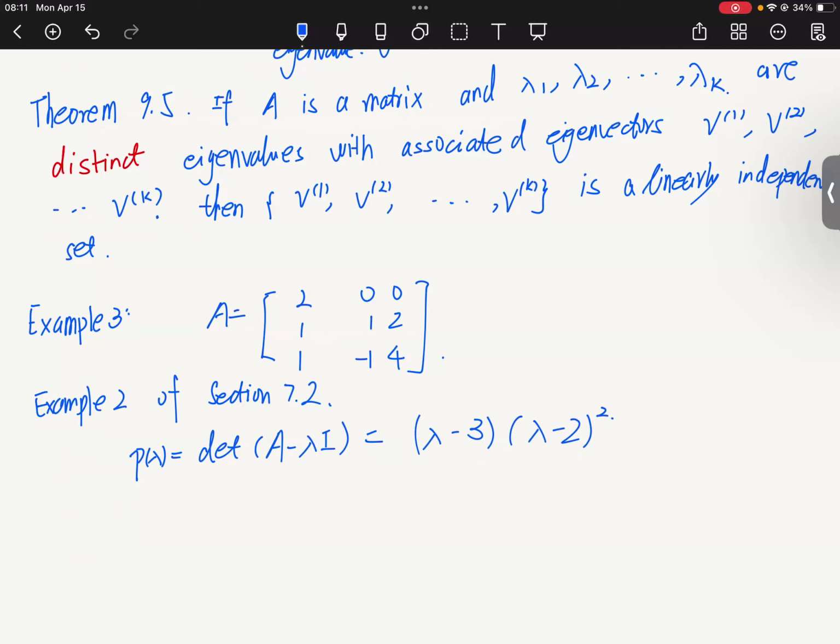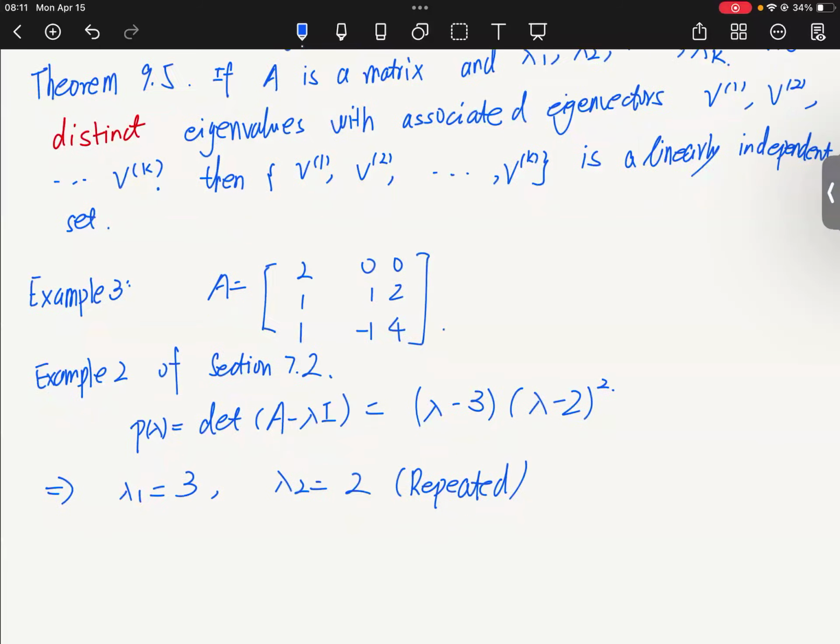There are two eigenvalues here. If we solve p(lambda) equals 0, we get two roots. The first one is 3, and the second one is 2, but the 2 is repeated twice because we have the order of 2 in the (lambda - 2) term.